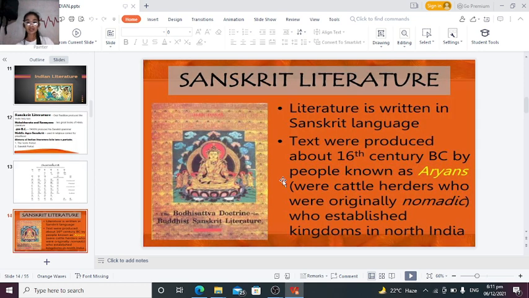However, the Sanskrit literature was produced about the 16th century BC by people known as Aryans, who were cattle herders who were originally nomadic, who established kingdoms in North India.